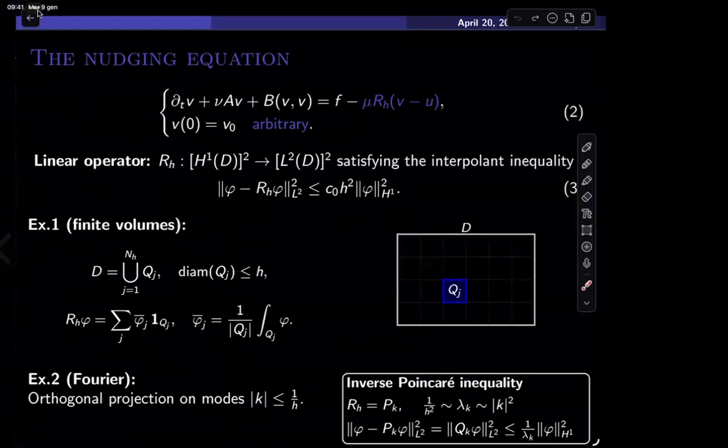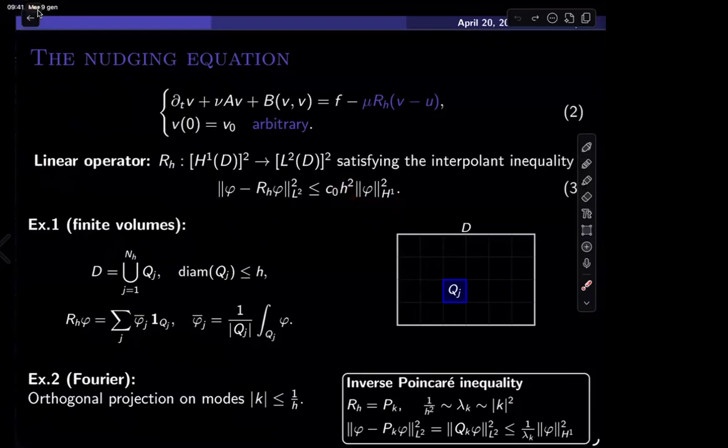So more formally, what is this interpolant operator R_h here? This is a linear operator that goes from the H1 space to the L2 space and satisfies a suitable interpolant inequality that reads as follows. You take any function phi in H1 and you have that the L2 norm squared of phi minus R_h of phi has to be bounded by a constant times h squared times the H1 norm of phi squared.